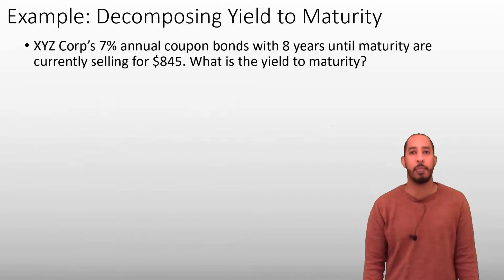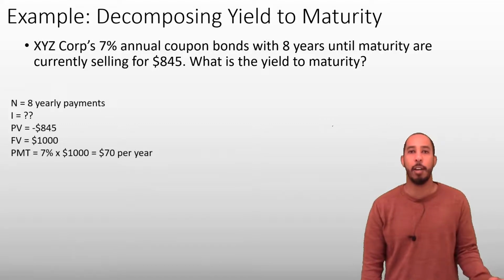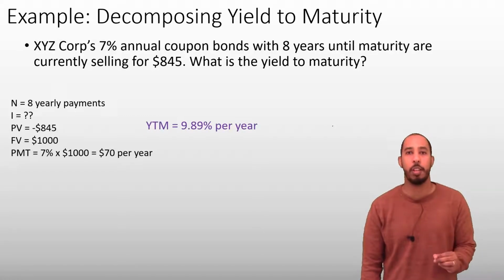Let's do an example. We have XYZ Corp, and they have 7% annual coupon bonds with 8 years until maturity that are currently selling for $845. We first want to know this bond's yield to maturity. We can solve for the I of this bond, and that's going to give us the implied rate of return on it. N is 8 yearly payments, since this is an annual coupon bond, and we pay $845, the present value, in order to receive $1,000, the future value, and coupon payments of $70 per year, which is going to be the PMT. Solving for I, we get a yield to maturity of 9.89% per year. So that's going to be our APR, our yield to maturity.